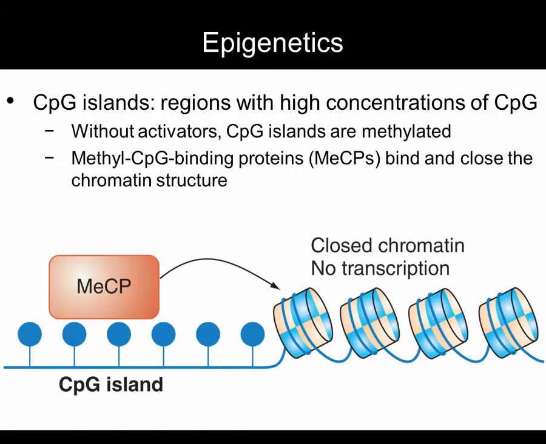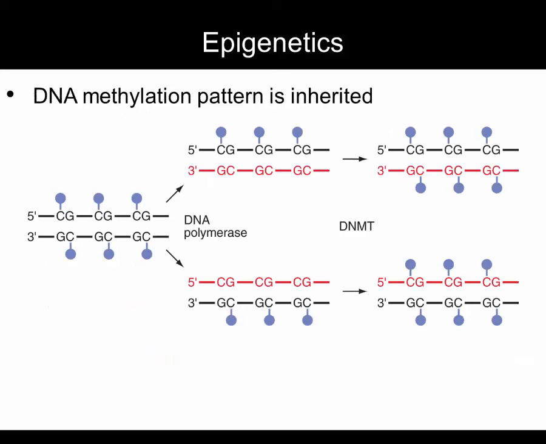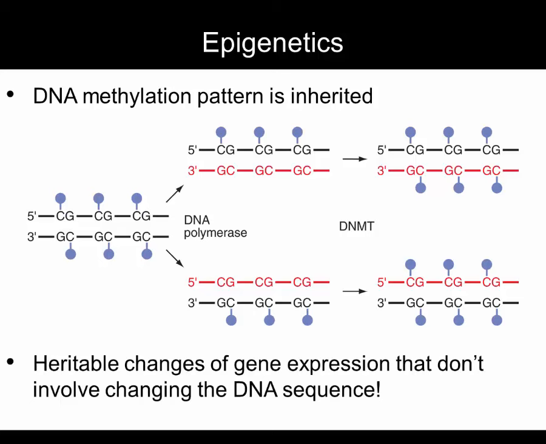But when there is no activator present, the CpG islands are methylated, and methyl CpG binding proteins bind and cause the chromatin structure to close, so the promoter is inaccessible and there is no transcription. The reason researchers are so interested in epigenetics is that the methylation patterns are inherited. After the DNA is replicated, DNA methyltransferase makes sure the new strand has the same methylation pattern as the old one. Gene expression affects phenotypes. So this is a way that traits can be inherited that is independent of the base sequence of the DNA.